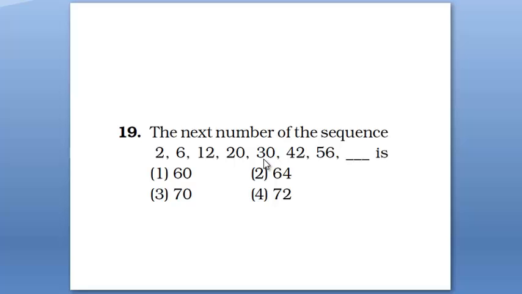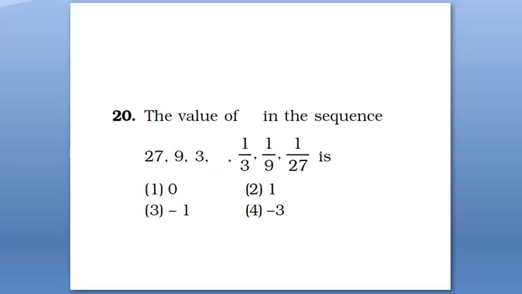So obviously this is going to be 6 square, 7 square, and 8 square plus 8 will give you the answer. 8 square is 64, and 64 plus 8 is 72. So it's option number 4. Alright, let's look at the final question for this section.